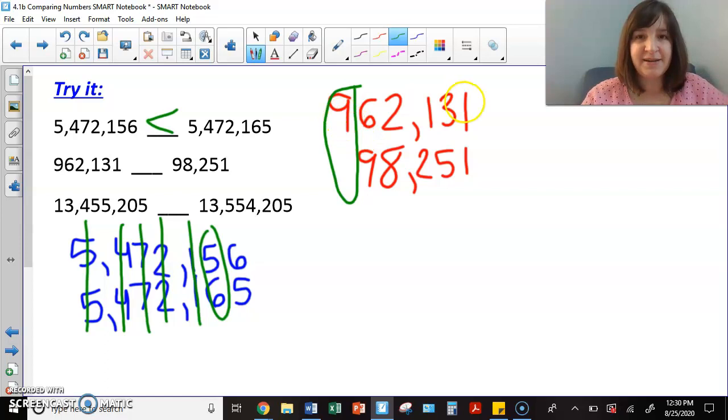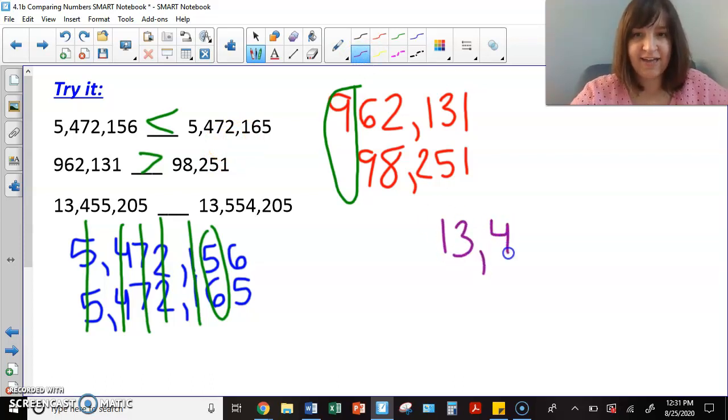So that means that this number is bigger. If you're thinking about it like an alligator mouth, my mouth is open to eat the bigger number because the alligator wants to eat more. So this symbol means greater than. This symbol means less than, this symbol means greater than. So I would read this problem as 962,131 is greater than 98,251. Let's do our last one.